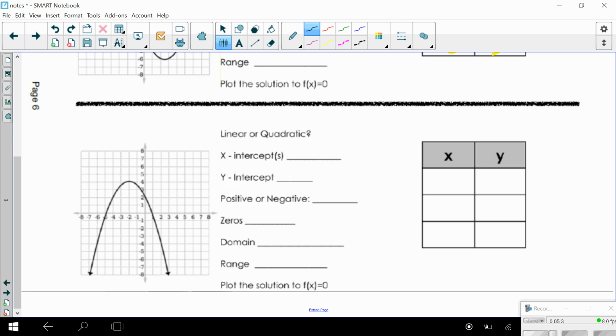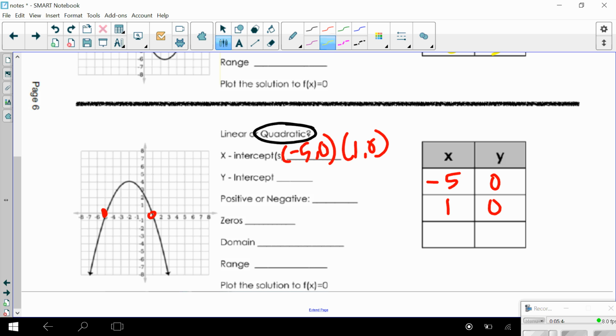This graph is a quadratic because it is a U. It crosses my x-axis at -5 and 1. It crosses my y-axis at 2. It is sad, so it's negative, so my equation would be y equals -x squared.